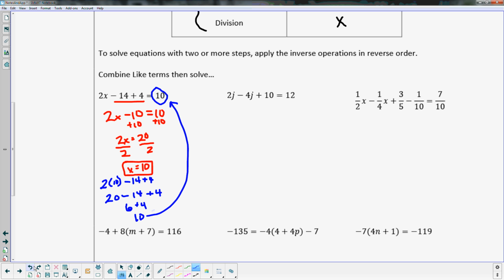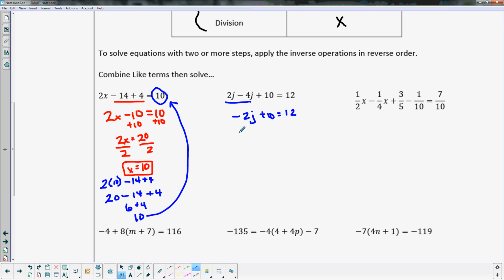So the next one, I notice I have two things that have j's. I have 2j and negative 4j. That's going to combine to give me negative 2j plus 10 equals 12.